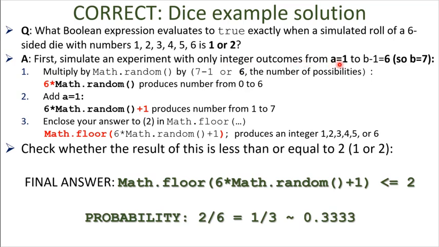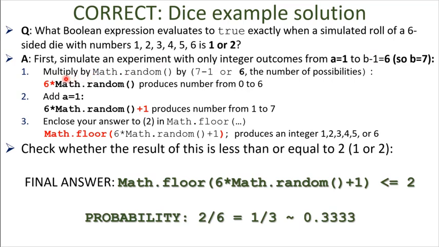Based on the procedure we said before, you would start by identifying what your A and your B are, right? So your A here is 1, that's the smallest of the numbers. And your B minus 1 is going to be 6. That's the largest of the numbers. So if B minus 1 is 6, that means B has to be 7, right? 7 minus 1 is 6.